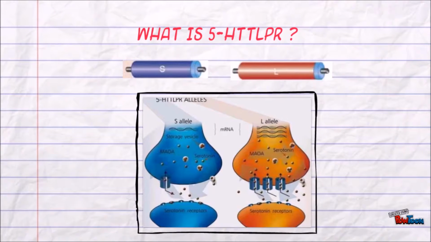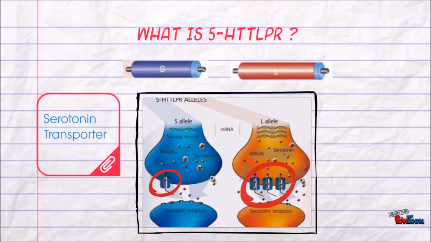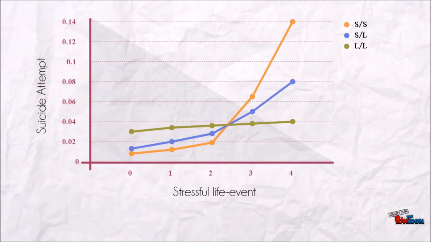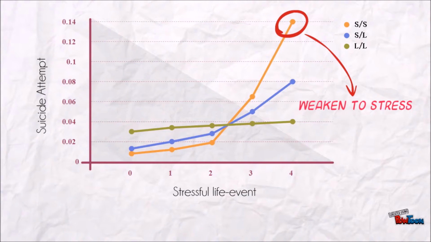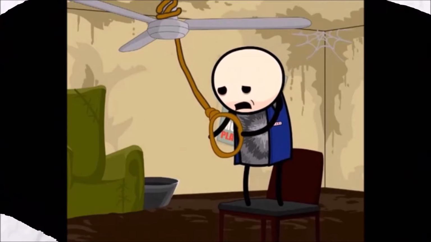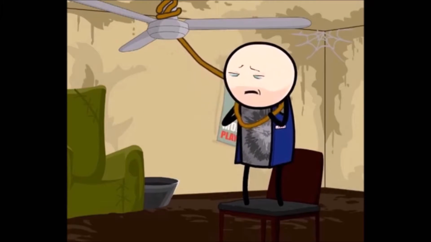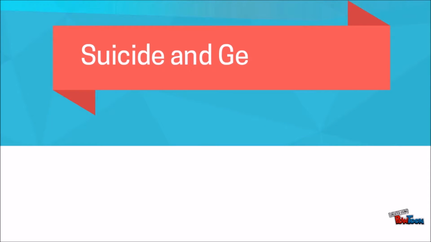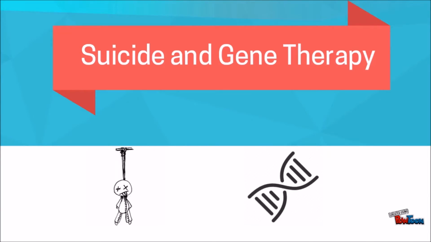This gene is related to synthesizing the serotonin transporter. A lot of research shows that people who have the short type are more vulnerable to stress. In other words, we can say this kind of people are more likely to commit suicide. So next, I'd like to talk about suicide and gene therapy.